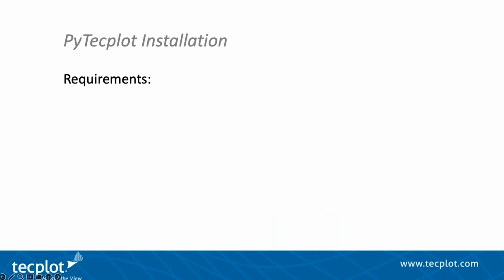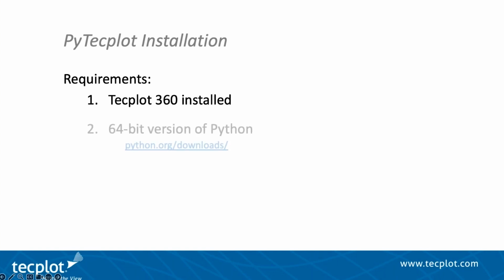With that, we'll look at the basic installation requirements here. So first, you will need Tecplot 360 installed, some version of it. Those binaries are necessary for us to use PyTecplot. You will need a 64-bit version of Python. Now, you can download this online, but most machines are going to come equipped with this, so you shouldn't need to worry about that.